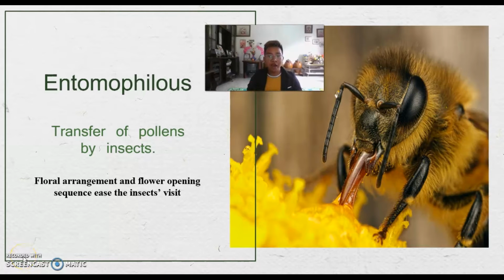The sunflower is entomophilous. It is because the pollination of the sunflower is aided by insect pollinators, or entomophily. The sunflower has a unique floral arrangement, and the flower opening sequence is timed with the visit of the insect pollinators.